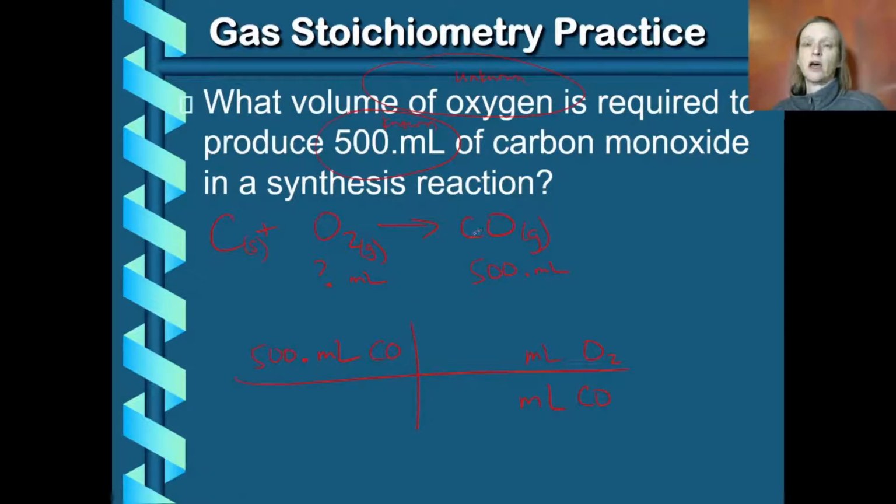According to this, oh, it is not yet balanced, my apologies. I need 2 carbons to make 2 carbon monoxides. So I've got 2 carbons, 2 carbons, 2 oxygens, 2 oxygens. It is now balanced.